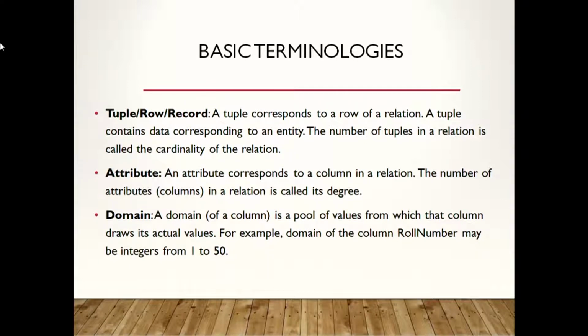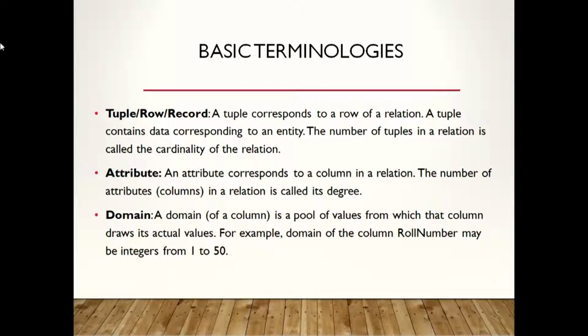So what is basically a tuple? It is a row, and the number of rows in a table defines the cardinality of a relation. Suppose a relation has 10 rows and somebody asks what is the cardinality of this relation, then we will say the cardinality of this relation is 10, and it is actually the data corresponding to any particular entity at a time.